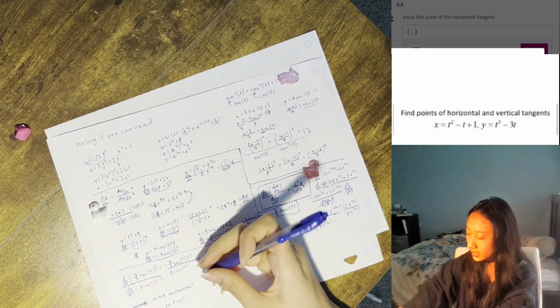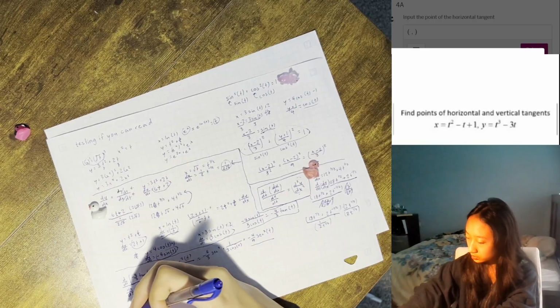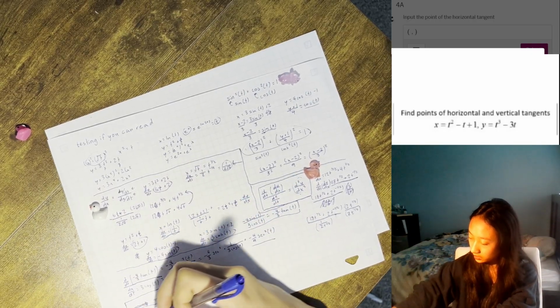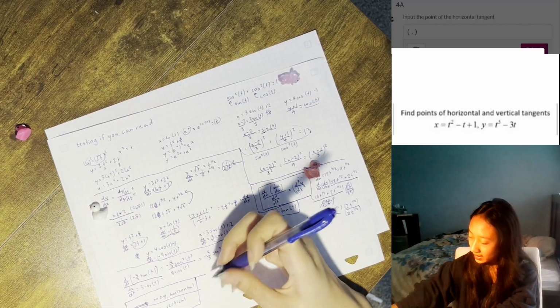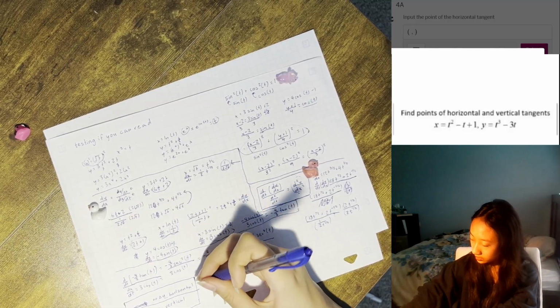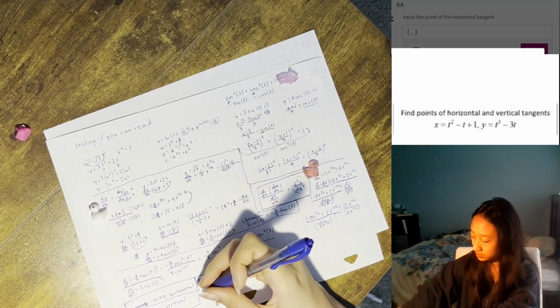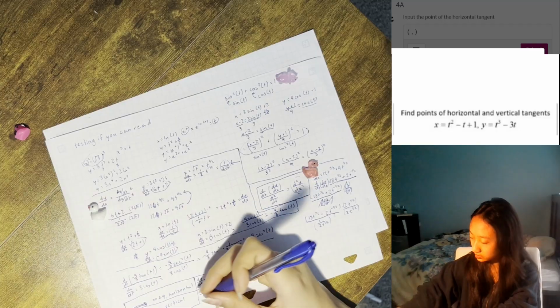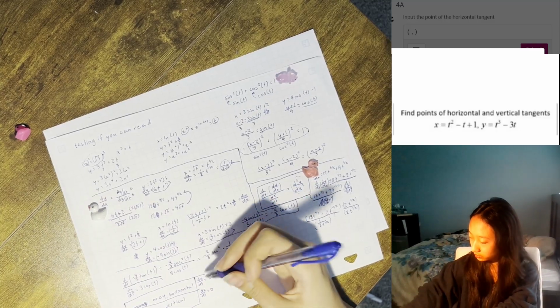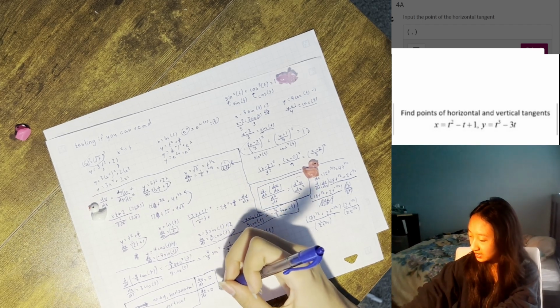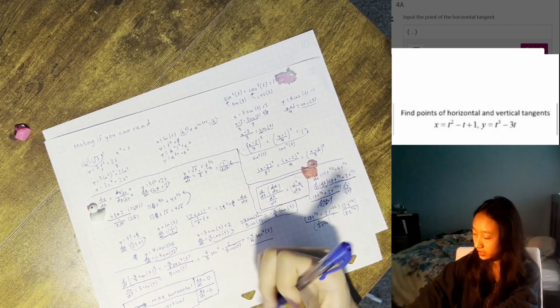Another way we can write those two things in this little table that we're making is that dy over dt, or the change in y, is equal to 0, and dx over dt is equal to 0. dy is 0 at a horizontal tangent, dx is 0 at a vertical tangent.